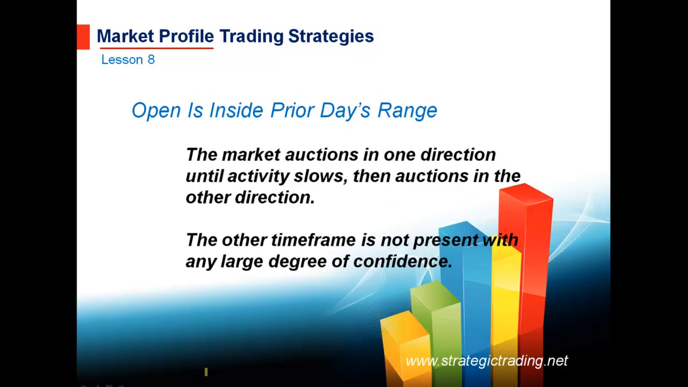All right. The market is going to auction in one direction until activity slows. This is again in that open auction, and the open is inside the prior day's range. And I'll show you an example in a moment. The market auctions in one direction until activity begins to slow down, and then it starts to auction in the other direction. All right. This is showing us the uncertainty. We're not quite sure which way we're going to move.